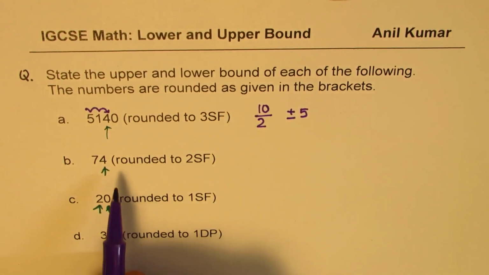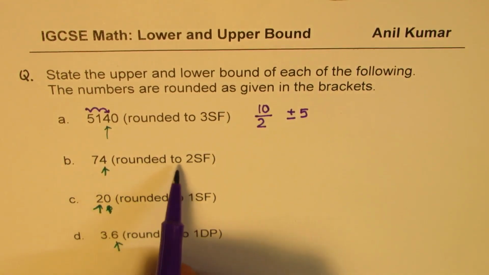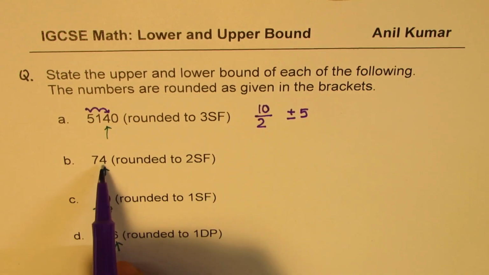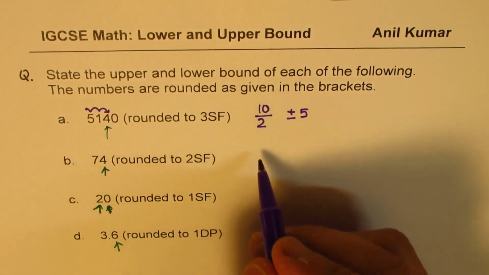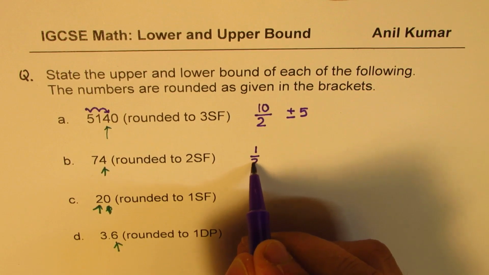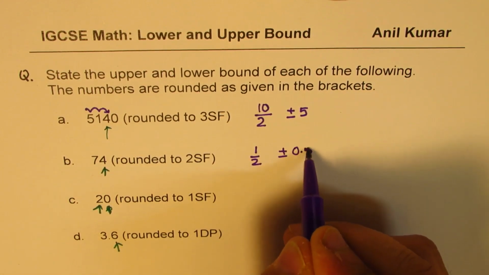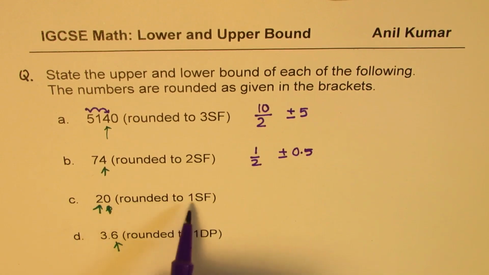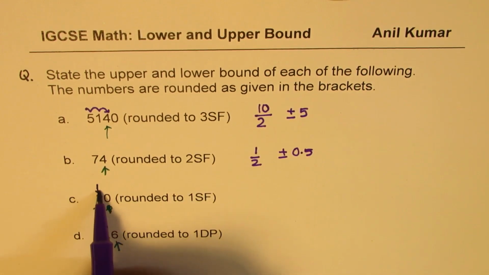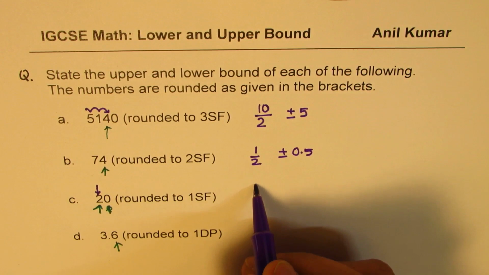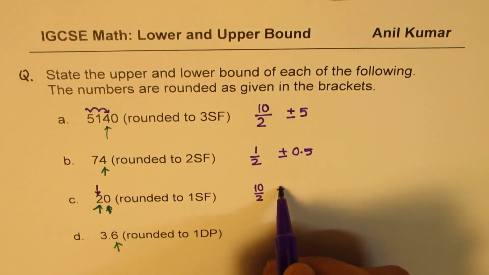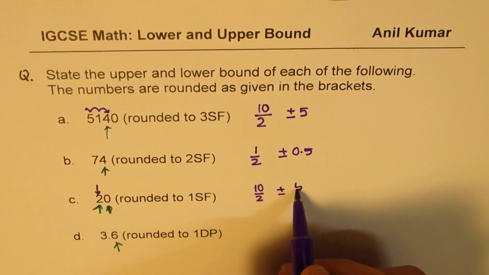Is it okay? In the second case, rounding to 2 significant places, 74. Now 4 happens to be in 1's place, right? So 1 divided by 2 will give us plus minus 0.5. Rounding to 1 significant place, that means we are looking at 2, right? So 2 is in 10's place, so it is 10 divided by 2. So we'll do plus minus 5 here, right?